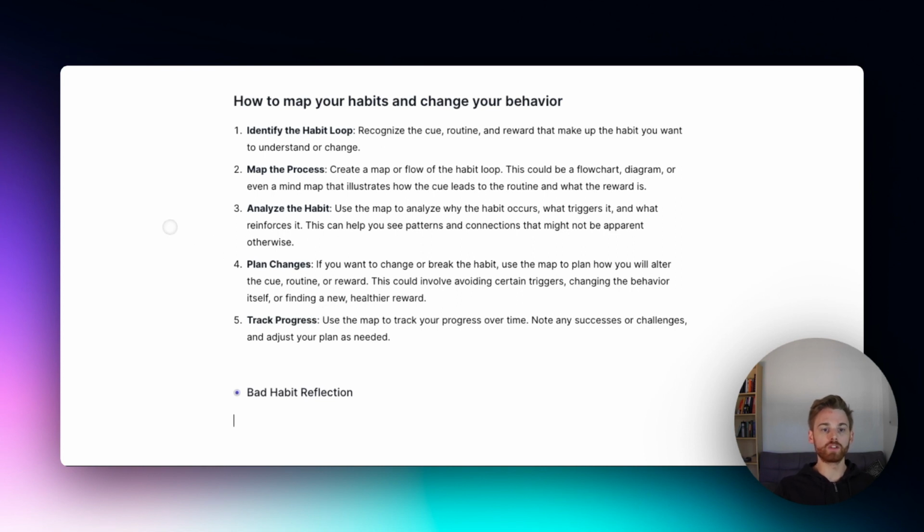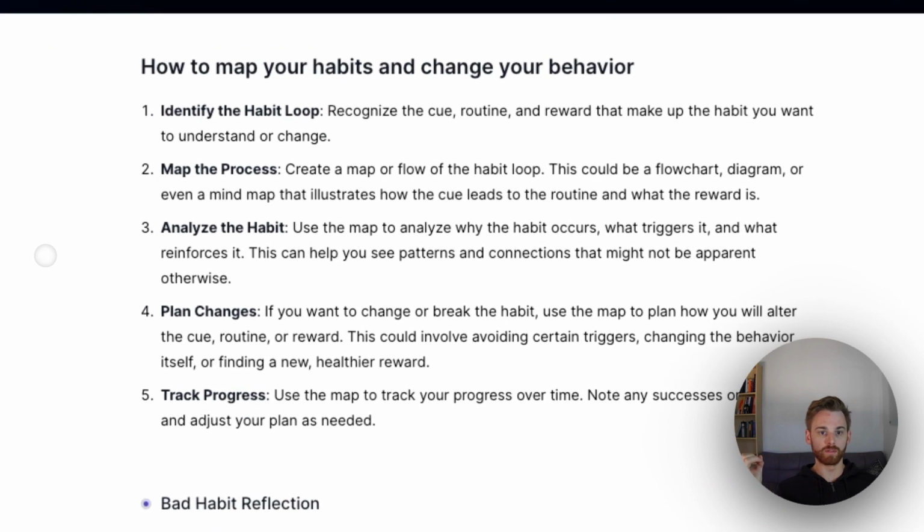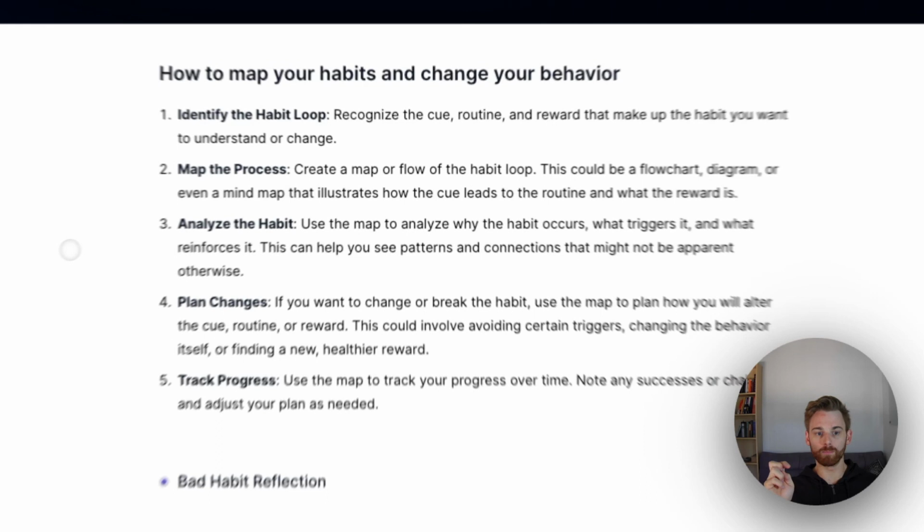So, in short, this method: first you identify the habit loop, you recognize the cue, the routine, and the reward. You map that process and what it actually looks like. You analyze the habit and think about why it happens, the patterns, etc. You plan the changes for how to correct that. And then you actually track the progress to see if it works. Now, that's a lot. I don't really do all of that. I'm going to massively simplify this into a note-taking technique.